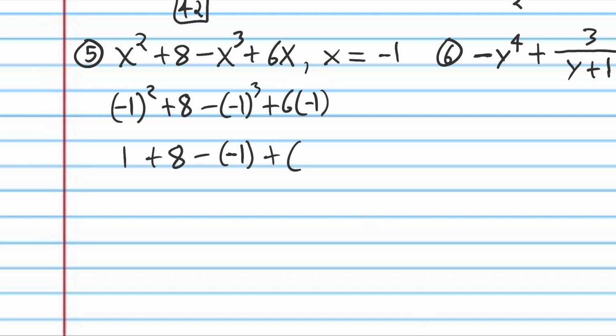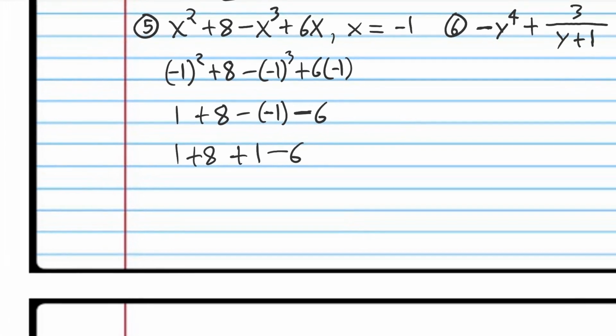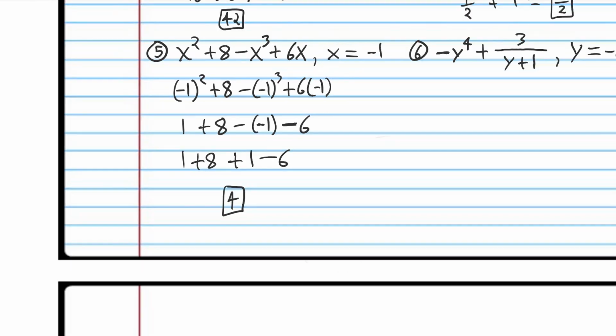Now I can write that like so, but most mathematicians are going to write the condensed form, and you need to start to learn the condensed form. So I'm going to write it with condensed form. All right, so now we have a double negative. That becomes positive. And now PEMDAS tells us whenever you have addition and subtraction, you move left to right. So 1 plus 8 is 9, and 9 plus 1 is 10, and 10 minus 6 is 4. So if you got 4, good job.